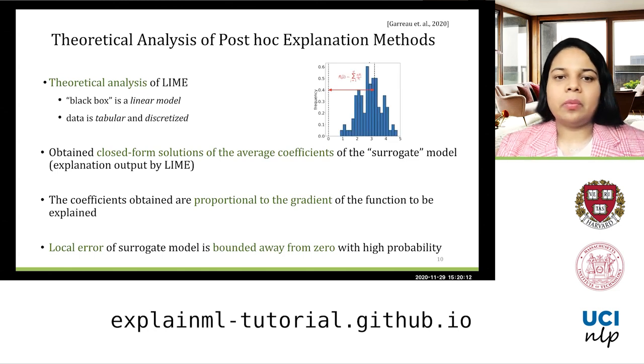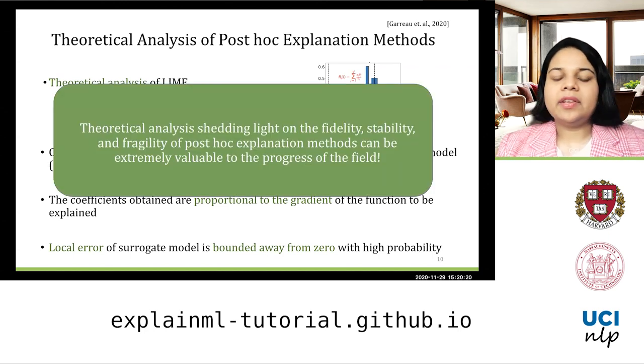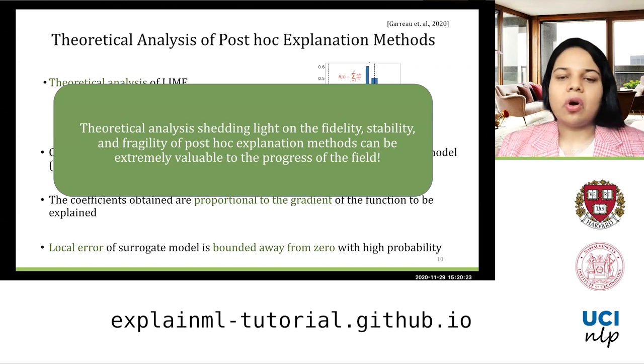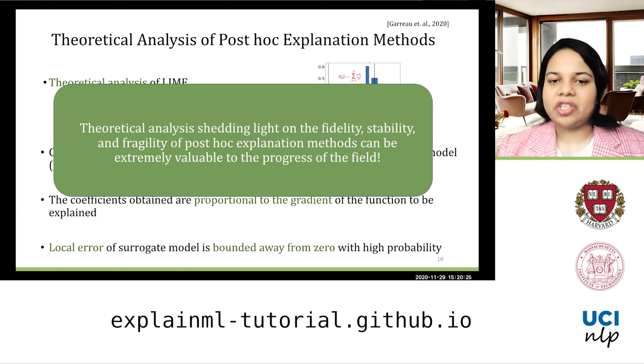So again, this is a very critical and interesting result, and more such analysis is absolutely required for the future of this field. Theoretical analysis shedding light on the fidelity, stability, and fragility of post-hoc explanation methods can be extremely valuable to the progress of this field.